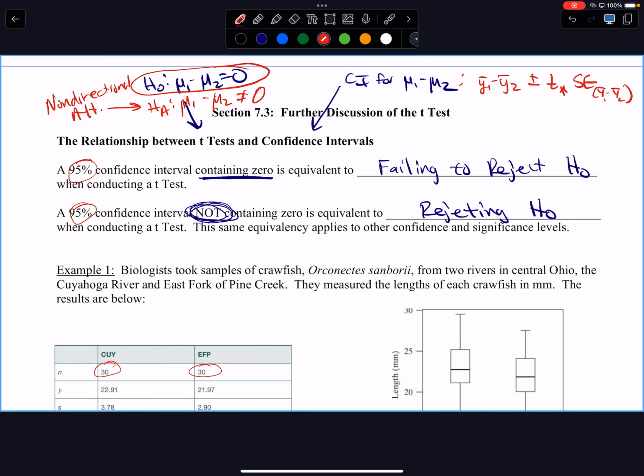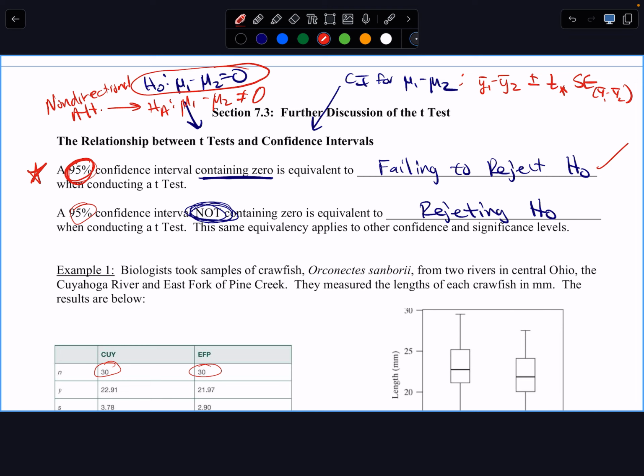And so at the end of our last lecture, we said, well, we can use the actual confidence interval that we can construct to draw conclusions or make a rejection decision, right? And we went over these two statements here. We said that a 95% confidence interval, and actually it can be any percent confidence interval, that contains 0 is equivalent to failing to reject the null hypothesis.